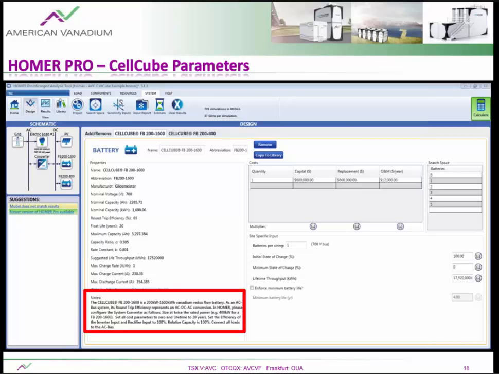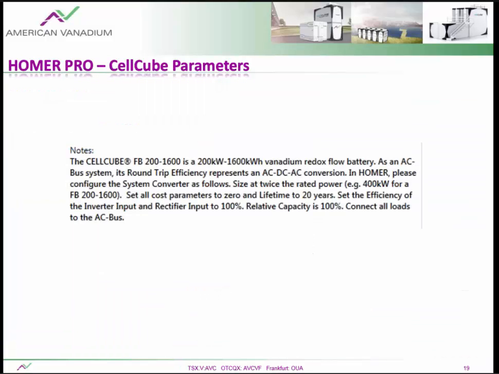So this note essentially describes how to implement the CellCube system into Homer. As I mentioned, it's a turnkey solution. It has a built-in inverter, and because of that, all the calculations, efficiency, and the performance of the CellCubes is already included. So because of how Homer requires the CellCube to be connected onto the DC bus, you would need a converter as a result.